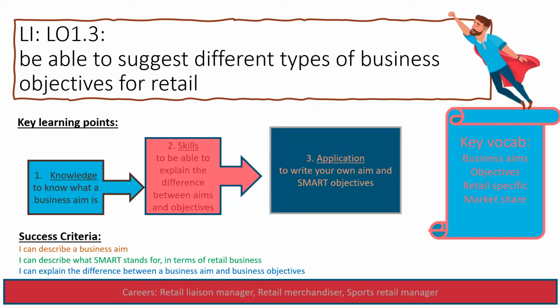The vocabulary for this lesson, obviously business aims and objectives, retail specific and market share. We've got the criteria of what you need to achieve there. You need to be able to describe the business aim. You need to describe what SMART stands for and know the difference between an aim and an objective. And some retail jobs, careers at the bottom. We have a retail liaison manager, a retail merchandiser and a sports retail manager.